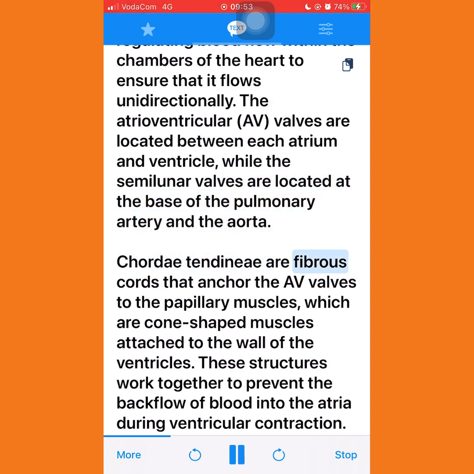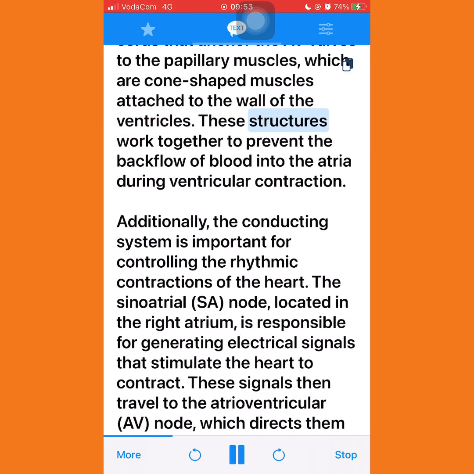Chordae tendineae are fibrous cords that anchor the AV valves to the papillary muscles, which are cone-shaped muscles attached to the wall of the ventricles. These structures work together to prevent the backflow of blood into the atria during ventricular contraction.